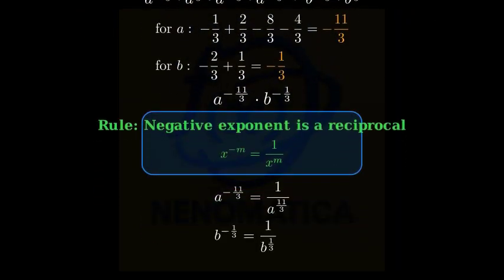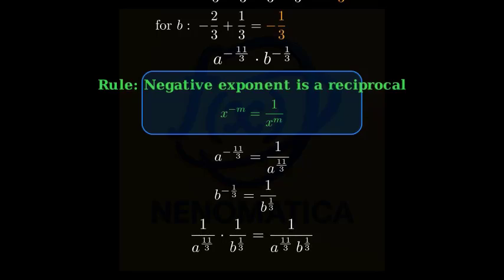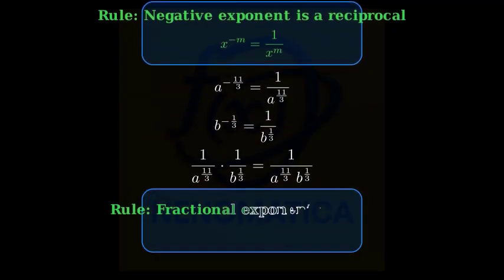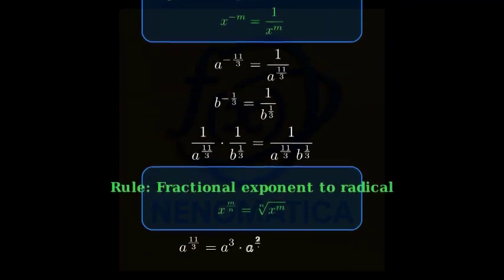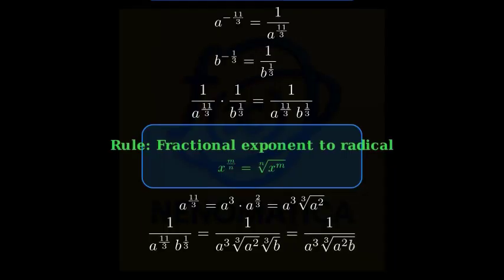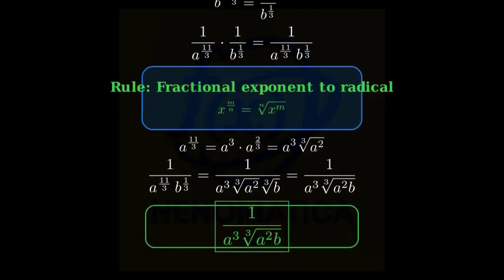Step 4. Convert the fractional exponents to radicals to present a clean final answer. The conversion rule again. Split a to the power 11 thirds into a cubed times the cube root of a squared. Substitute and simplify the denominator. Quick challenge. Try simplifying the expression b to the.